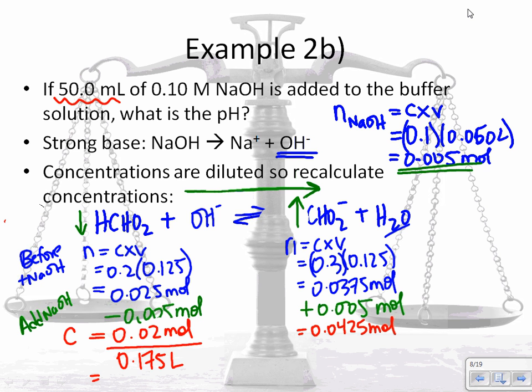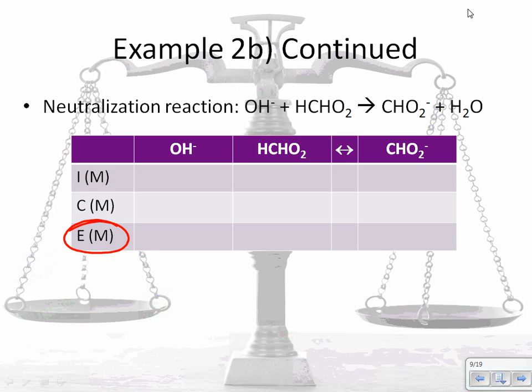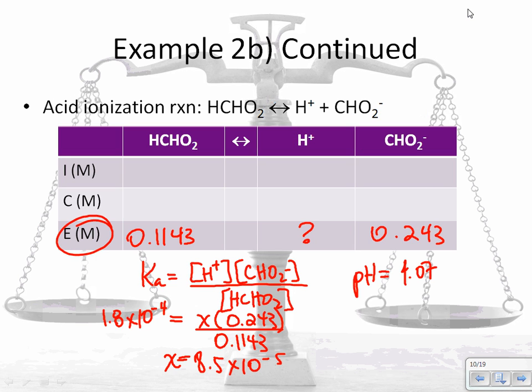And I get my new concentration of my acid to be 0.1143, and my new concentration of my conjugate base to be 0.243. So what I just did there was my equilibrium calculations for you.